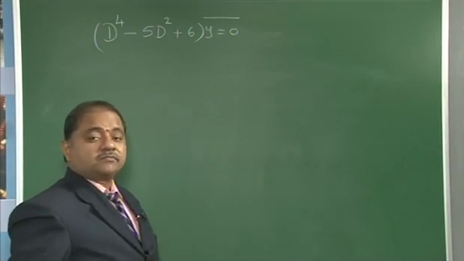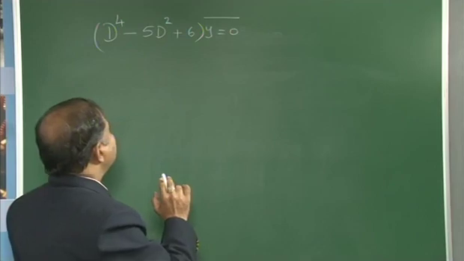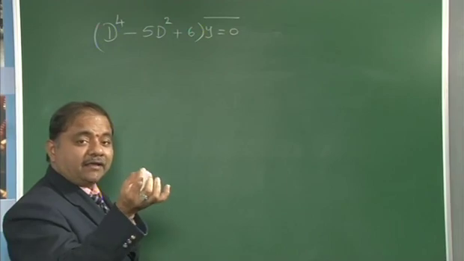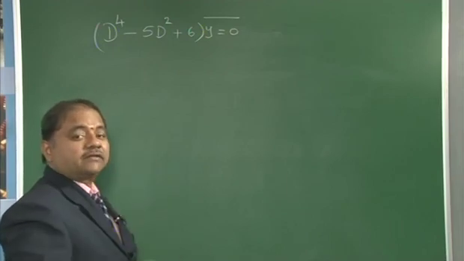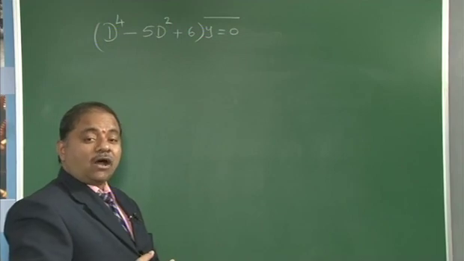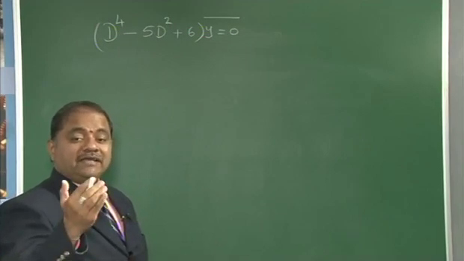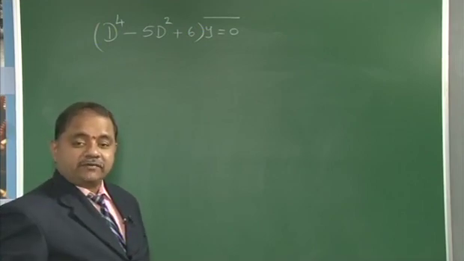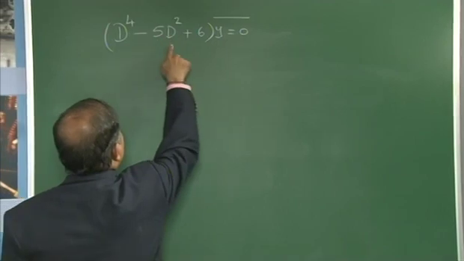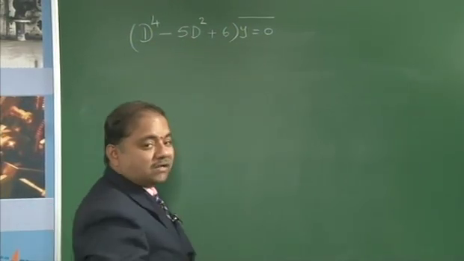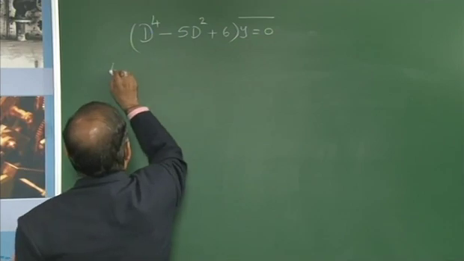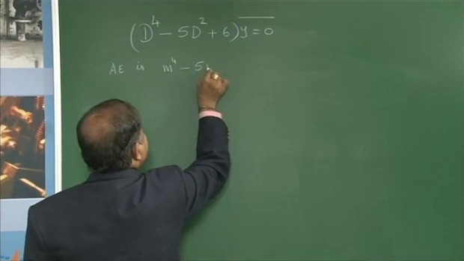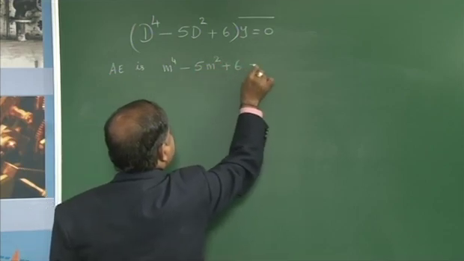What is the difference you are observing? In the previous problem, you have seen d power 4, d cube, d square, d and the constant. All the 5 terms are there in the previous problem. But now it is not so. Only even powers are there: d power 4, d square and constant. D power 4, 5d square plus 6. So write the auxiliary equation, m power 4 minus 5m square plus 6.